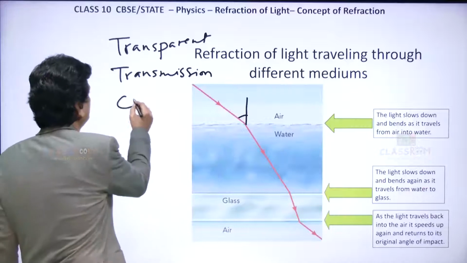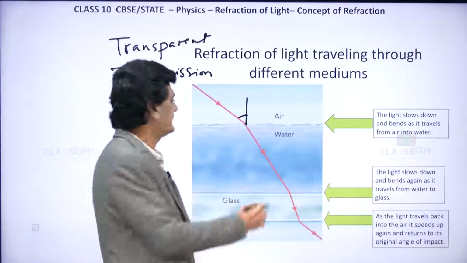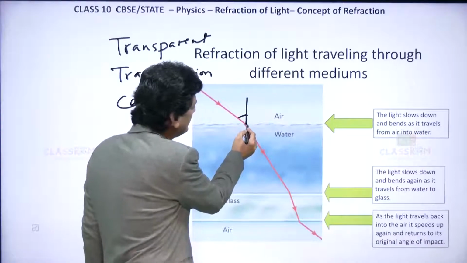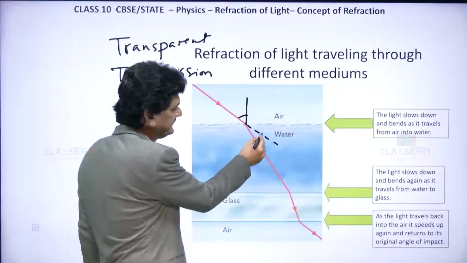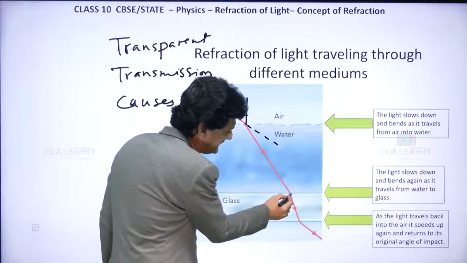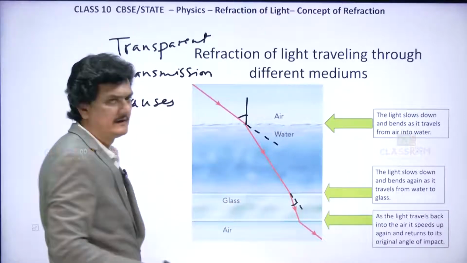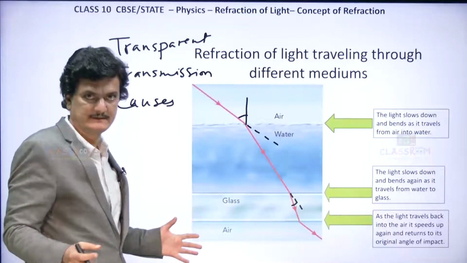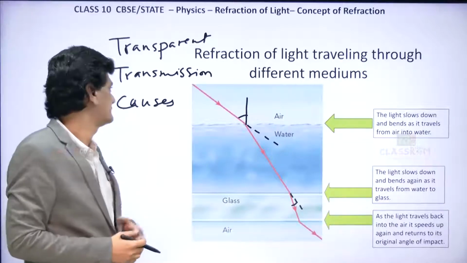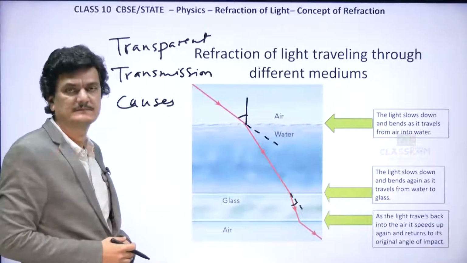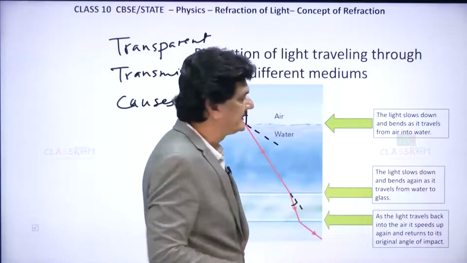What causes this refraction? Refraction is the deviation of the light ray as it enters another transparent medium. It should have gone straight like this, but it has deviated. It has bent. That is called refraction. And what is the cause of refraction? It is the change in speed that we were discussing.